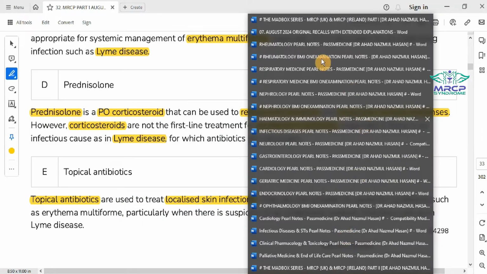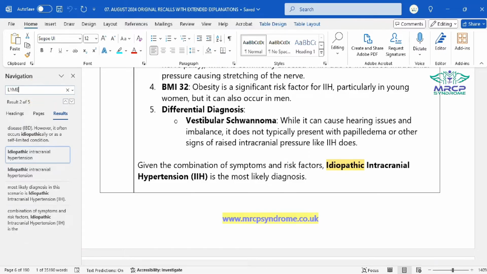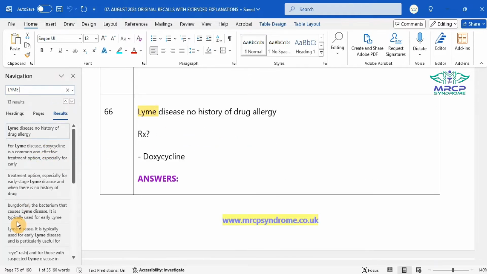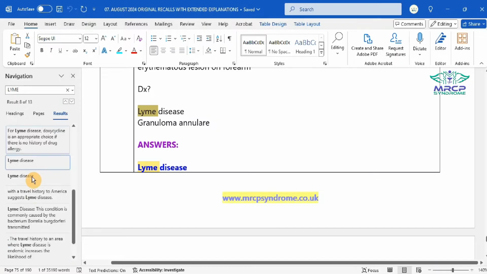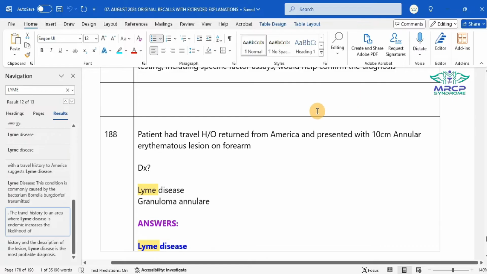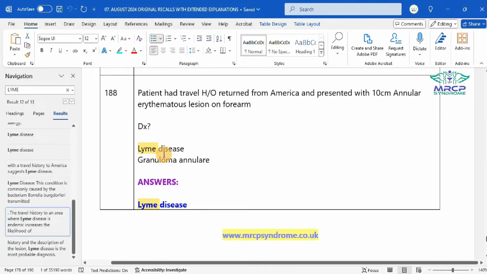And in the original scenario, it was a little bit complicated with respect to whether it was Lyme disease or granuloma annulare. So let me show you. The patient had a history of return from the US, presented with a 10 centimeter annular erythematous lesion on the forearm. And they asked regarding the diagnosis whether this is Lyme disease or granuloma annulare.